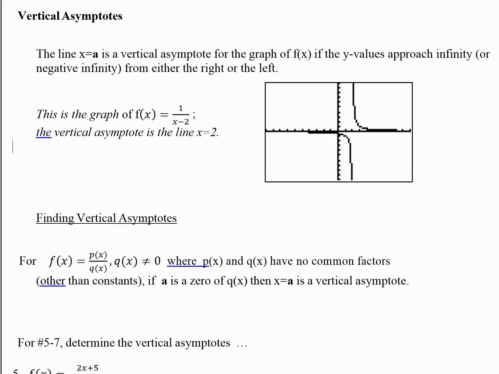One of the main features of the graphs of rational functions are asymptotes. And so we're going to learn about vertical asymptotes, horizontal asymptotes, and what are called oblique asymptotes. So the first thing we're going to learn how to find are the vertical asymptotes.